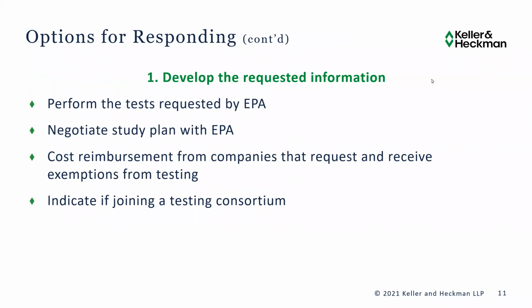So the first option that you have for responding is to develop the requested information and perform the tests that EPA has identified. A key part of this will be negotiating a study plan with EPA. Companies that are familiar with the new chemicals program under TSCA may be familiar with testing that's been required for new chemicals, for example, under 5E consent orders. And a key part of that is often negotiating the scope or the approach for the testing that EPA is requiring. And that's the case here.